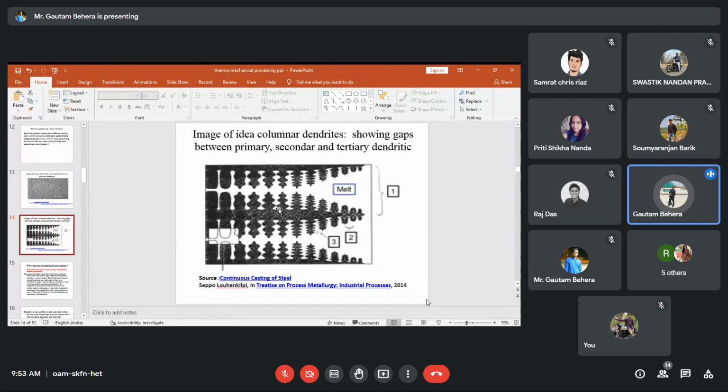Okay, Shweta, can you answer? If there is a variation in concentration during solidification, what is the term called? Okay, Pratiksha, I think Pratiksha can answer. Pratiksha, can you answer it? If there is a variation in concentration during solidification, what is that particular term called?